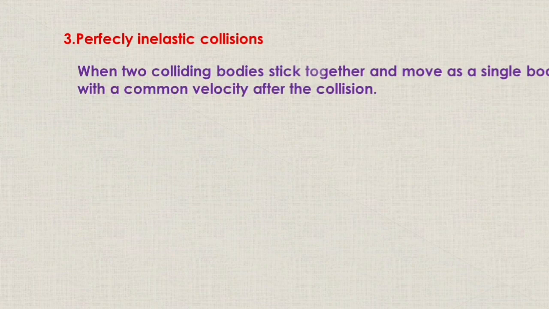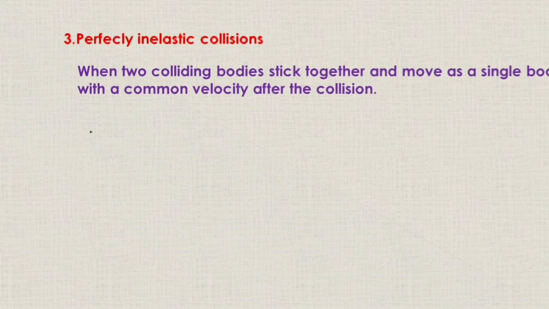Now the next type of collision is called what? Perfectly inelastic collision. What is meant by a perfectly inelastic collision? You can see that when two colliding bodies stick together and move as a single body with a common velocity after the collision, that is called a perfectly inelastic collision.